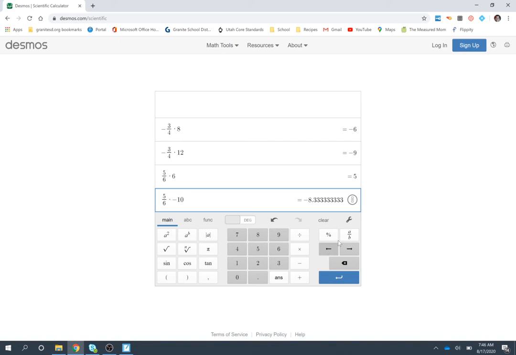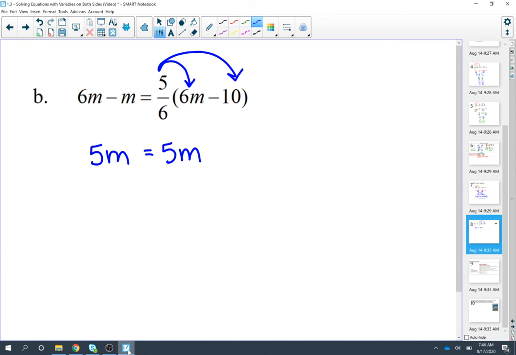Now, do you guys notice this is like a weird decimal and it doesn't terminate? You cannot use a non-terminating decimal in what you're doing. So I'm going to hit this little button right here. Oh, look at that. It converts it to a nice fraction. That's what I want. So 5/6 times negative 10 is negative 25/3. So this is negative 25 thirds. Don't freak out. It's not that big of a deal.